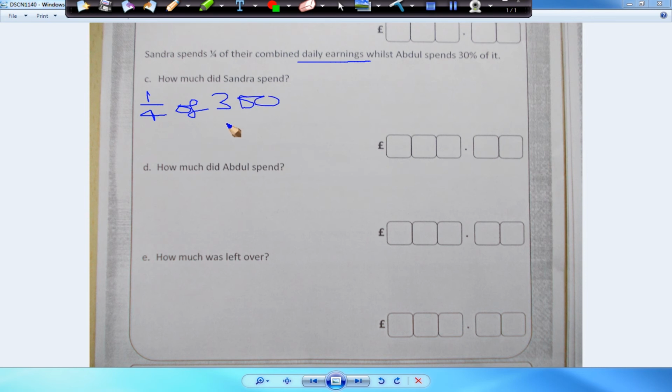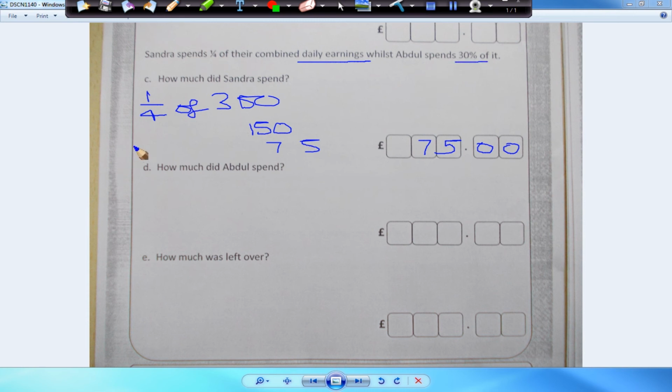For a quarter of 300, we take 300, half it, then half it again. So 300 divided by 2 gives us 150 first of all, and then we half the 150, which gives us £75. So the answer should be £75, even though they've got 3 sections here. Now, how much did Abdul spend? Because Abdul spent 30% of it.